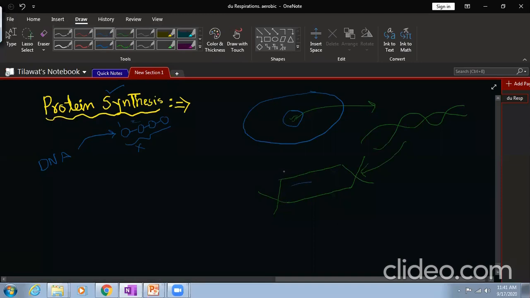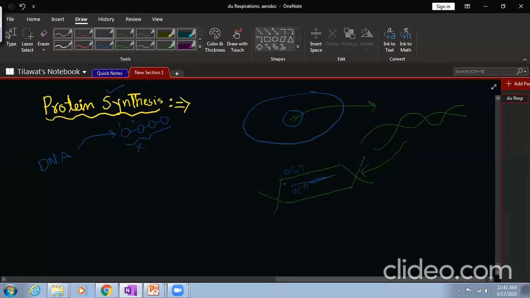For example, here we have in DNA, here we have adenine. So here should be what? In RNA, there is no thymine, so here should be uracil. If here is guanine, so here should be cytosine, right? If here is, for example, thymine, so here should be adenine. So like this, the sequence of this messenger RNA will form.